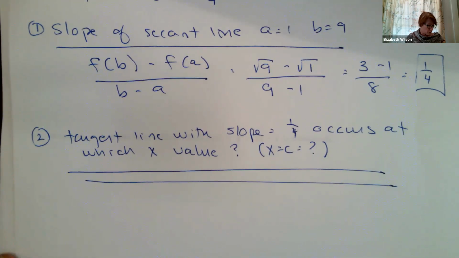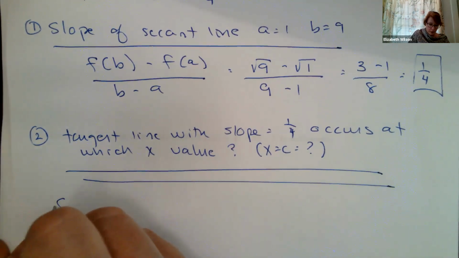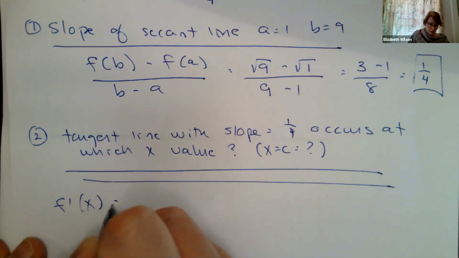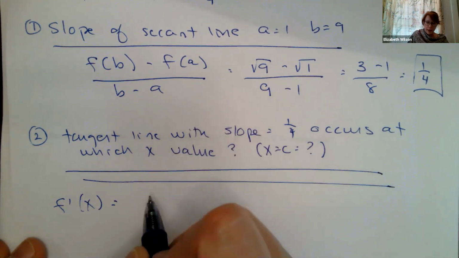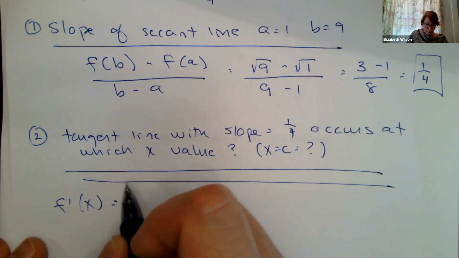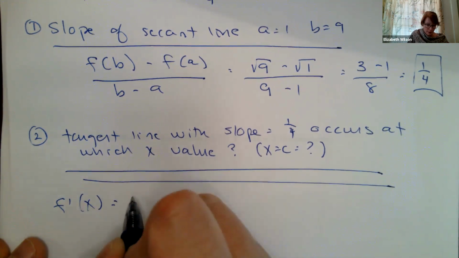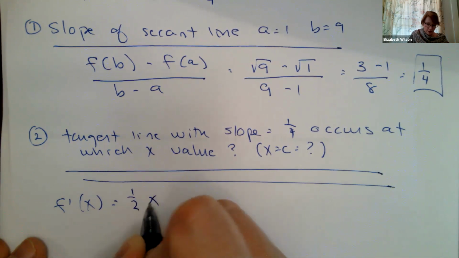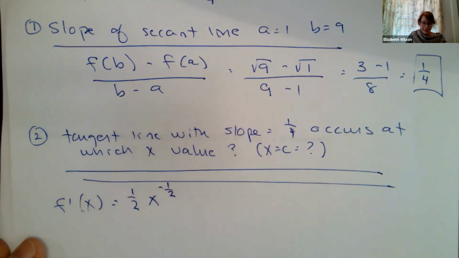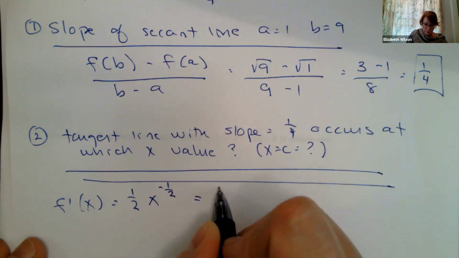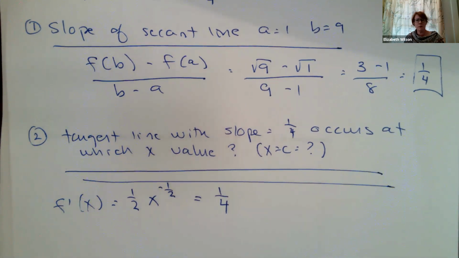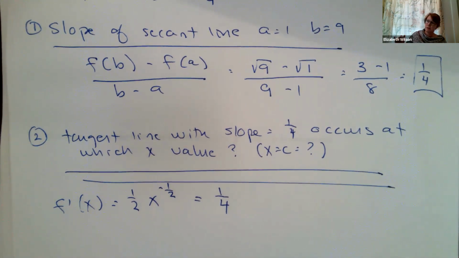Okay, so watch what I'm going to do. I'm going to say f prime of x is equal to, I find my derivative. My f function is x to the 1/2. My f prime is 1/2 x to the minus 1/2. I'm going to set that equal to 1/4. Be really careful. We're accustomed to finding the derivative, setting it equal to 0, solving for those critical points.